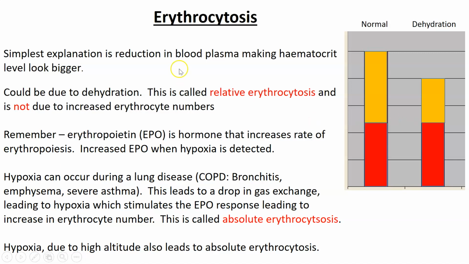So if it is due to simply dehydration, we call that relative erythrocytosis because it's relative to the loss in plasma. And it's not because there's an increase in red blood cell number, because it's the same as a person who's considered normal.